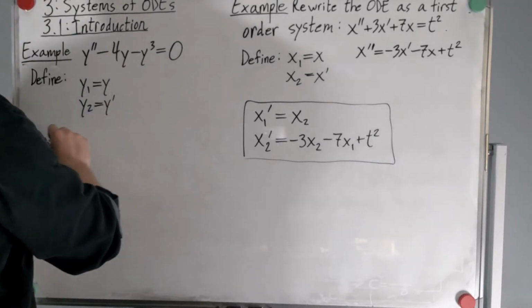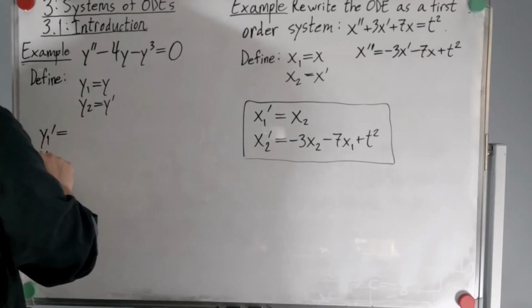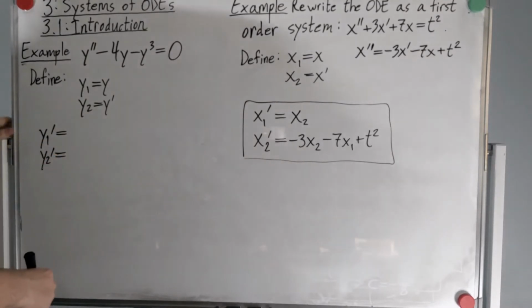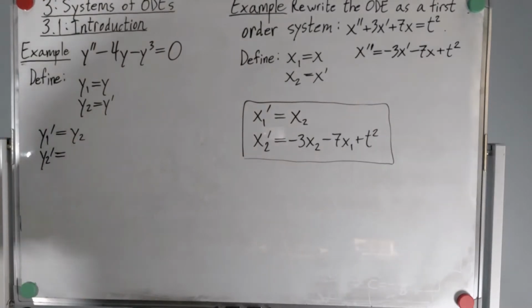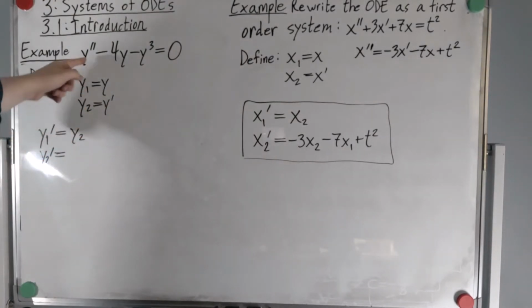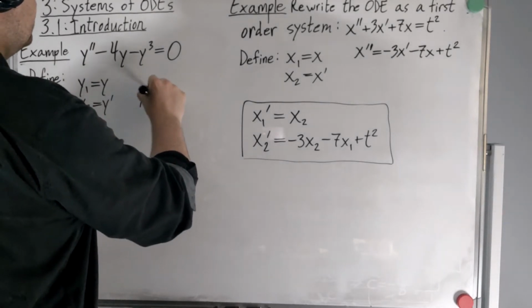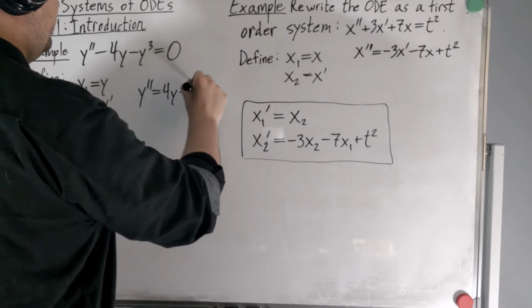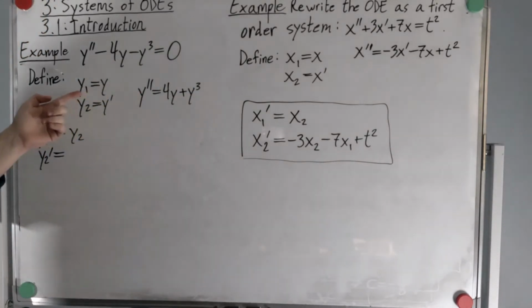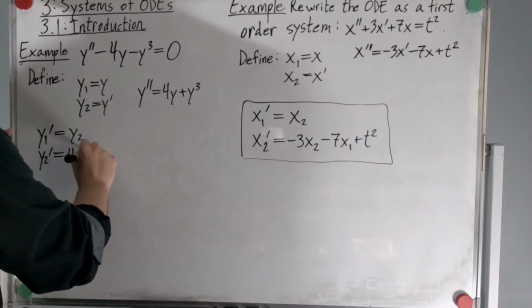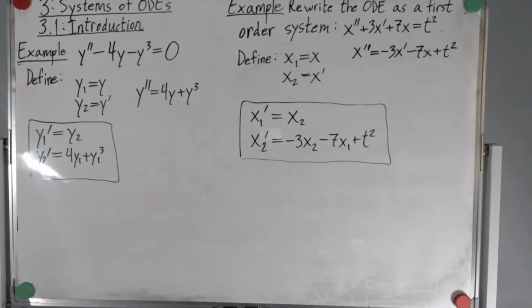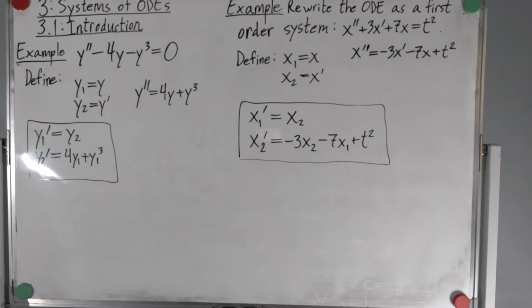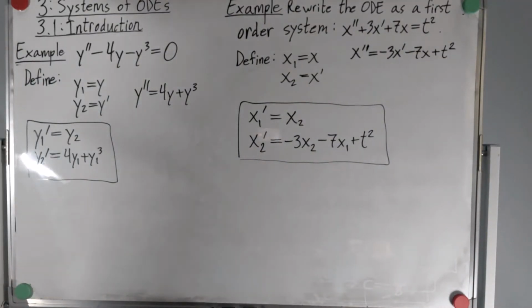So, y1 prime equals something, y2 prime equals something. y1 prime is going to be y prime, which is y2. y2 prime is going to be y prime prime. y prime prime, according to the original ODE, is 4y plus y cubed. y is y1, so this is 4y1 plus y1 cubed. And there we have our system. Okay? Again, a first order system, nonlinear.